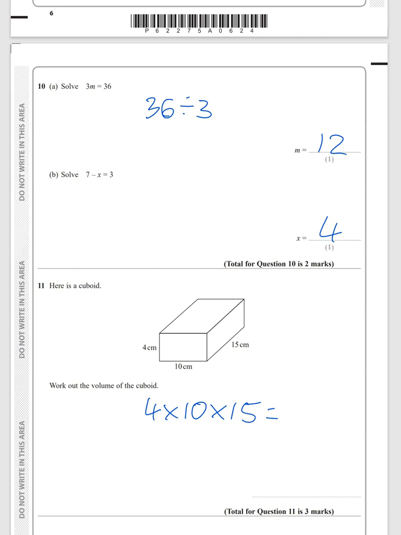Notice there are no units on the answer line. So it's one of those questions where you're going to get a mark just for writing centimetres cubed. So 4 times 10 times 15 is 600, and then you get 1 mark for the centimetres cubed.